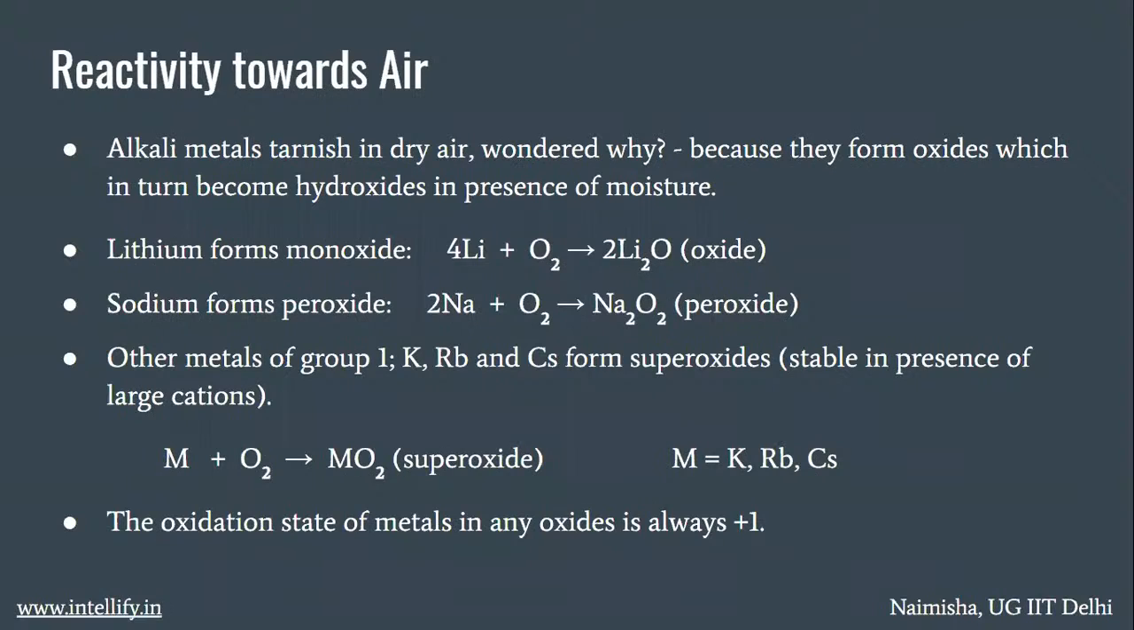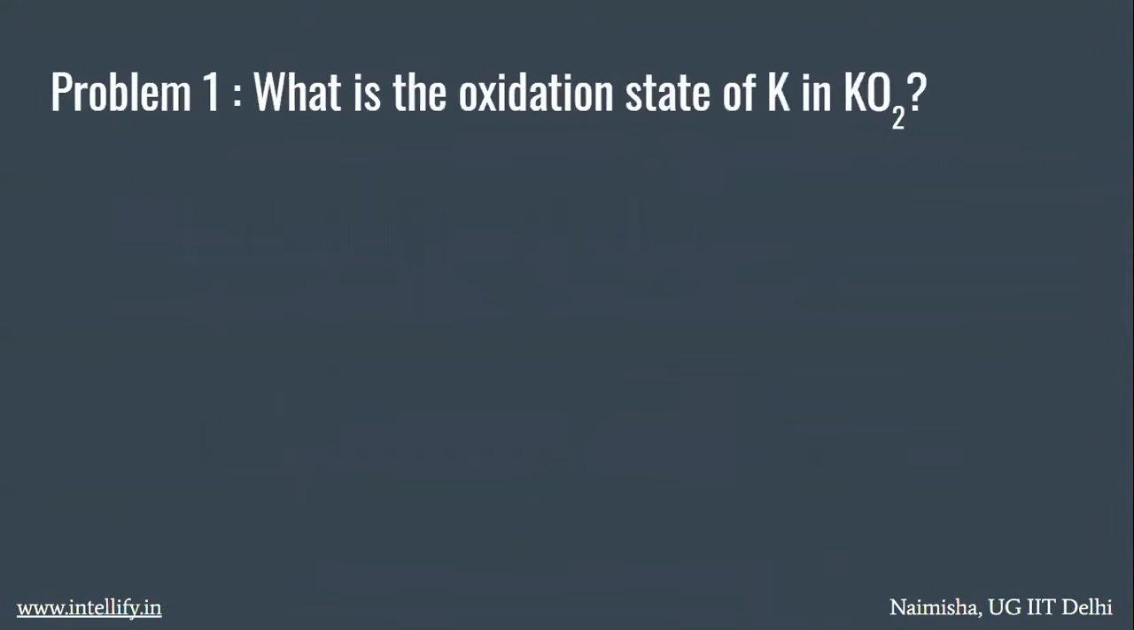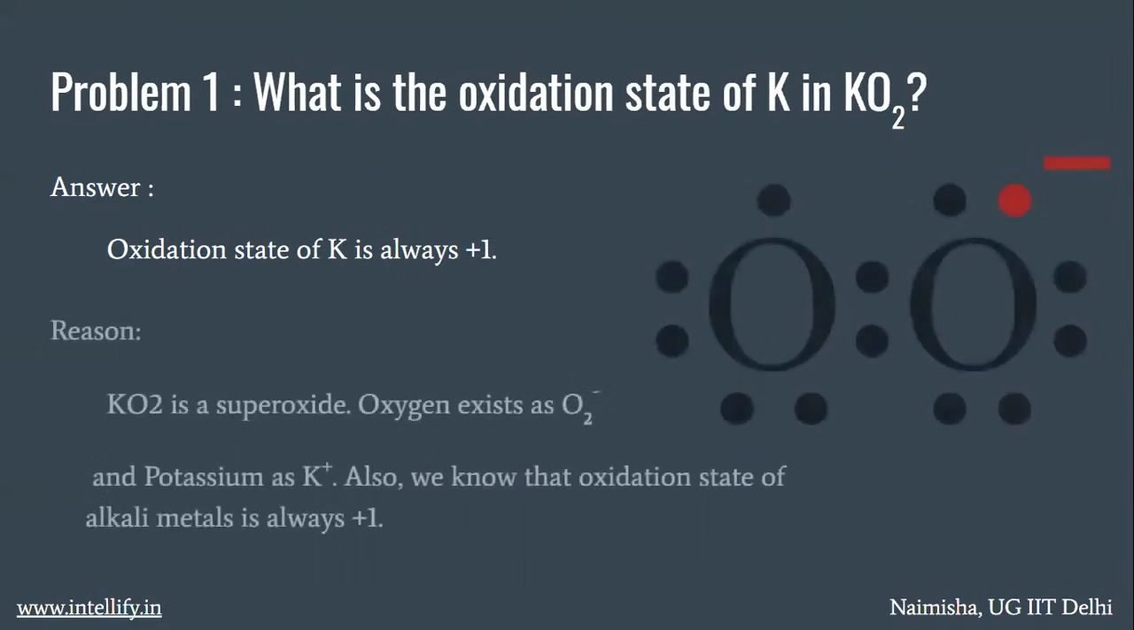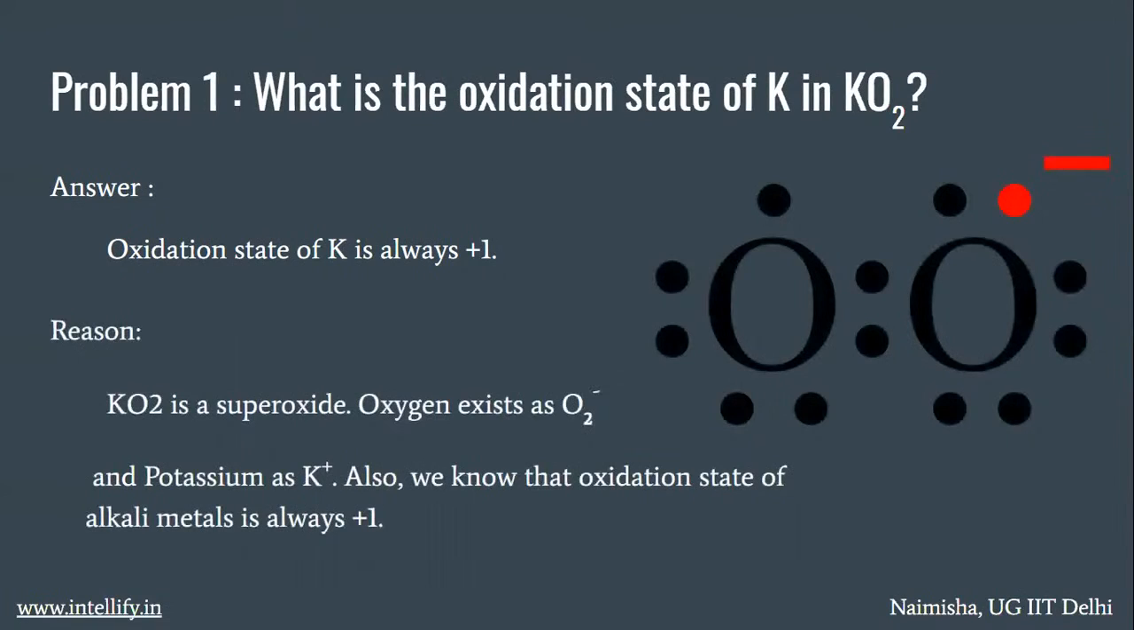Note that the oxidation state of group 1 elements is always +1. Here is one problem for you. What is the oxidation state of potassium in KO2? Answer: oxidation state of potassium is always +1. Reason: KO2 is a superoxide and oxygen exists as O2-.